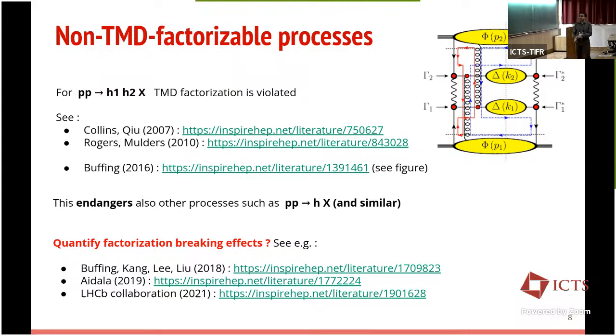So these other papers here try to provide tools in order to measure these factorization breaking effects. They actually try to give a TMD interpretation of these processes, proton-proton to two hadrons. And the idea would be to see what's the difference between the TMD factorized cross section in this case and the experimental measurements. So this is a very interesting field of research if you want to stick your hands into it.